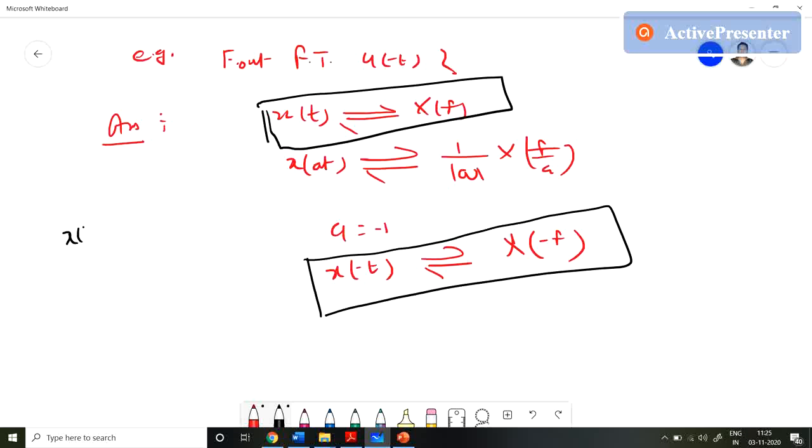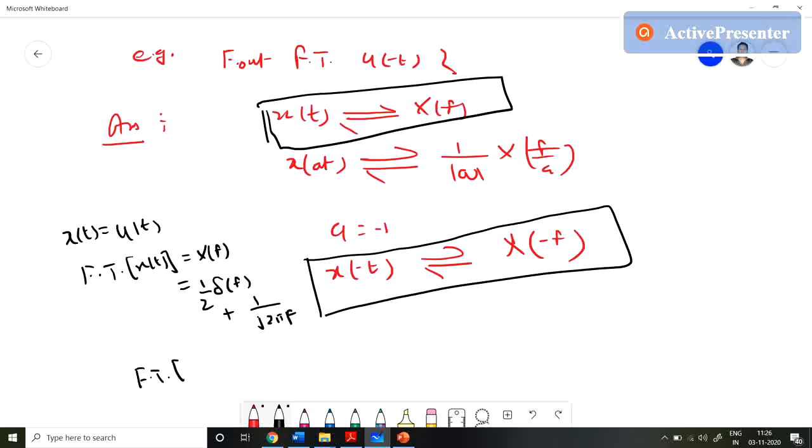Now let x(t) be equal to u(t), so the Fourier transform of this signal x(t) is X(f), which is equal to 1 by 2 delta(f) plus 1 divided by j 2 pi f. Now the Fourier transform of x(-t), that is u(-t), is equal to X(-f).